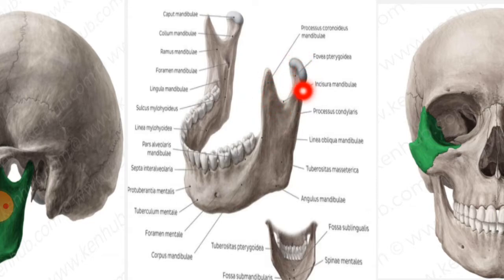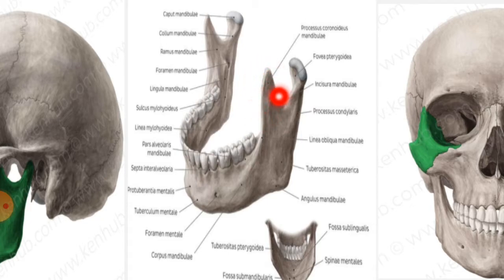This process basically forms the temporomandibular joint with the mandibular fossa, which lies in the temporal bone. This is the coronoid process of the mandible. Once again, this is the body of the mandible. This is the ramus of the mandible, and where the body and the ramus join, this part is called the angle of the mandible. These are the alveolar ridges.